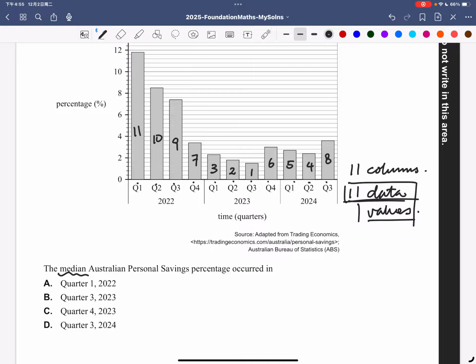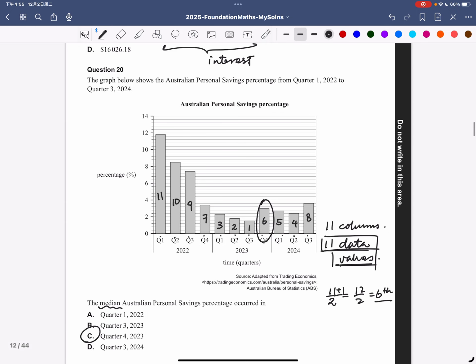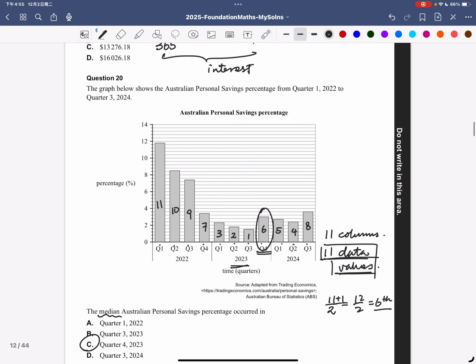So from 11 data values, you would say, okay, it's 11 plus 1 over 2. That is 12 over 2, which is the 6th. So it's here. Quarter 4, 2023. Okay? So make sure you read the question. 2023, quarter 4. Not the other columns. All right. That's it for the 20 multiple choice questions.